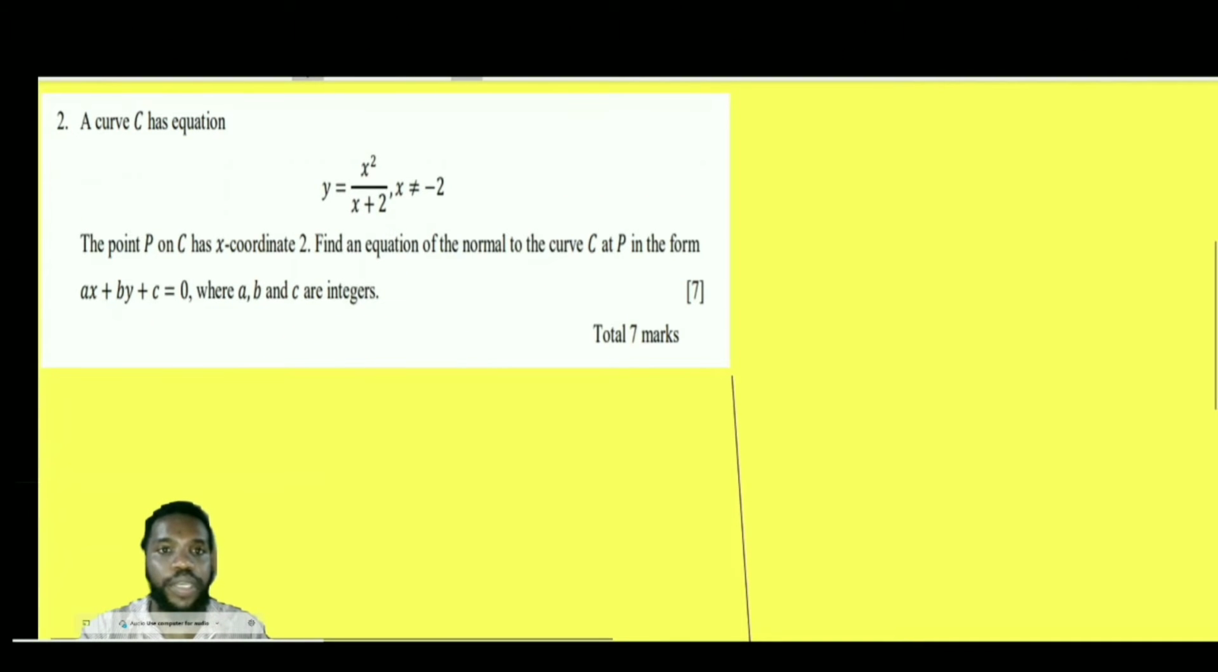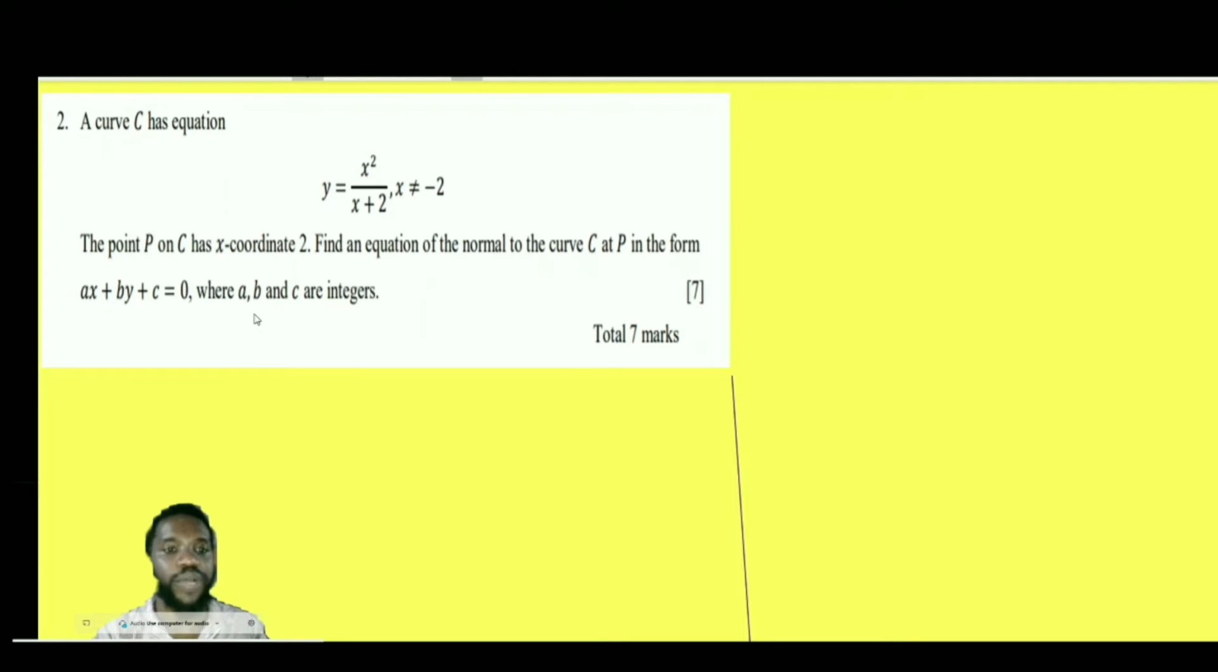Alright, we move on to module 2 of our internal assessment. Question 2 in module 3. It says a curve C has equation y equals x squared all over x plus 2, x is not equal to minus 2. I know why, because if x is minus 2, the function would be undefined. The point P on C has x coordinate 2.